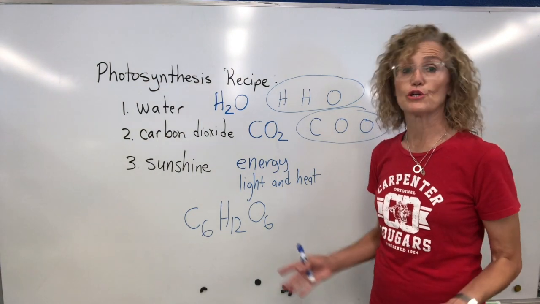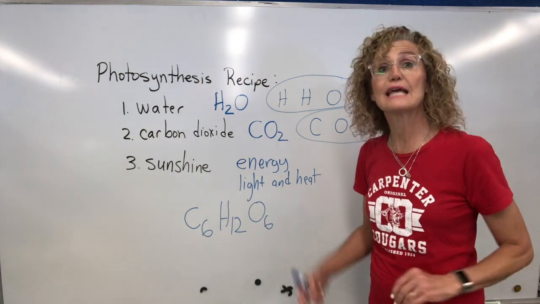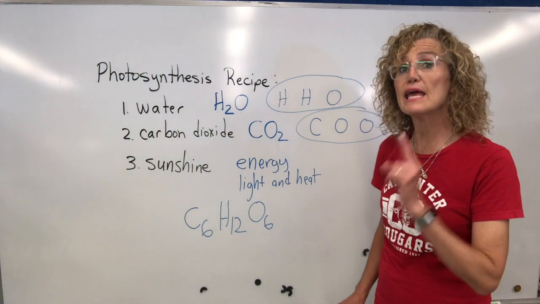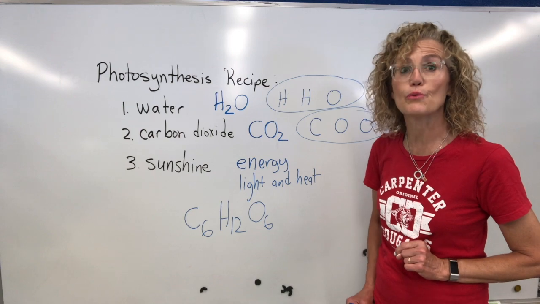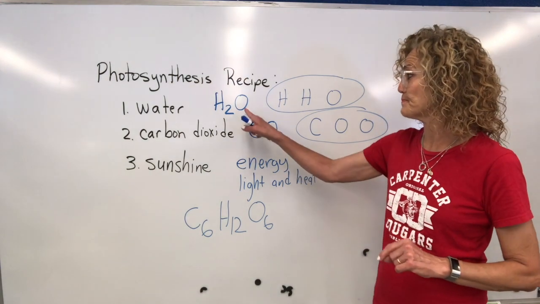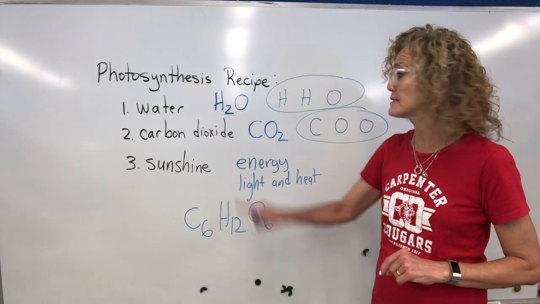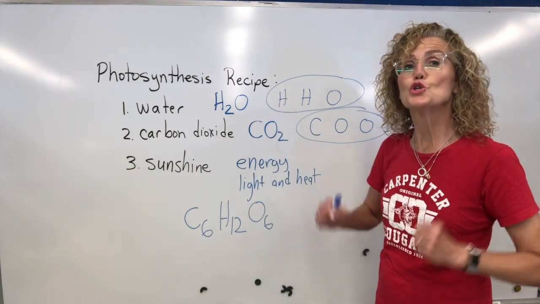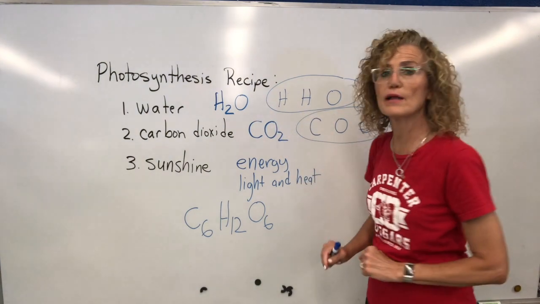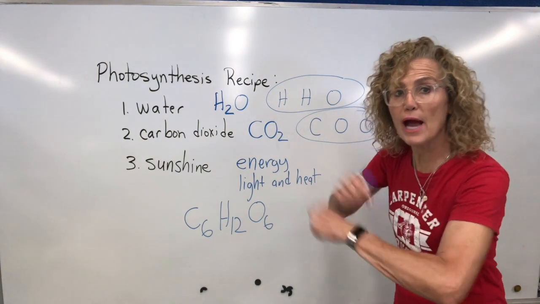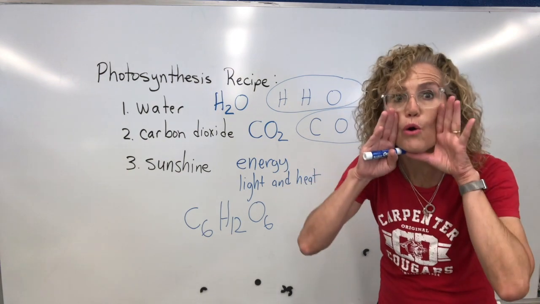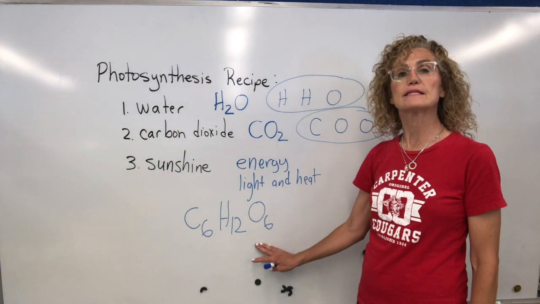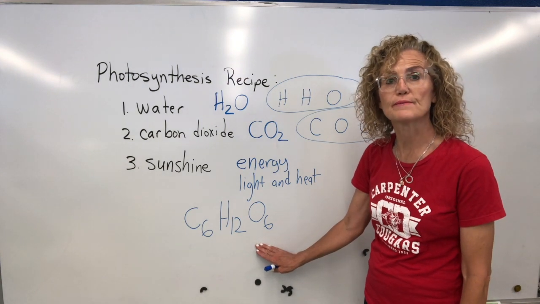And we can make sugar, well, we can't, but plants can make sugar through the process of photosynthesis if they have the right ingredients. They need water, they need carbon dioxide, and they need the energy from the sun to actually break apart the molecules, recombine them in a big mixing bowl called the chloroplast, and make a sugar molecule, C6H12O6.